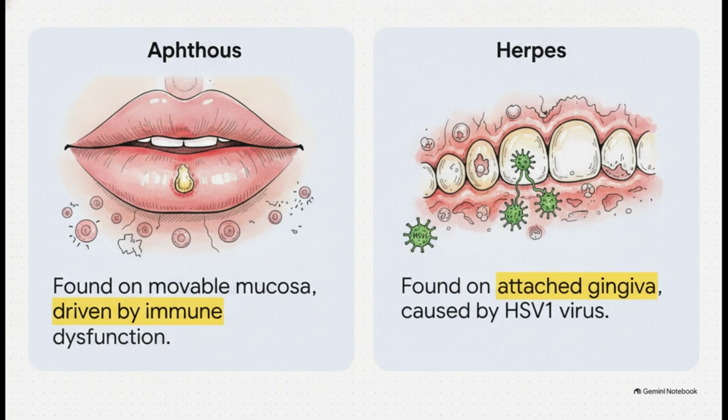In stark contrast, secondary recurrent herpes lesions occur almost exclusively on keratinized, bound-down tissue, meaning the attached gingiva and the hard palate. Crucially, herpes is an active HSV-1 viral infection that starts as a cluster of fluid-filled vesicles before rupturing into painful ulcerations. If you lock in this exact clinical comparison, you will never get tricked by these two conditions again, whether you're sitting in clinic or sweating through a high-stakes exam.